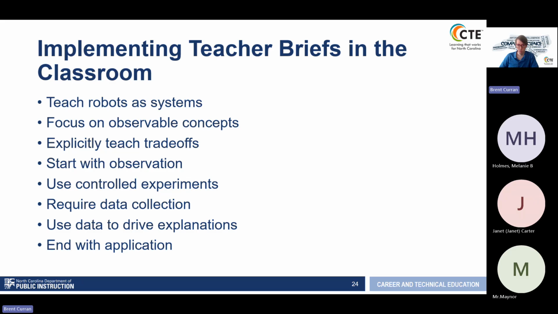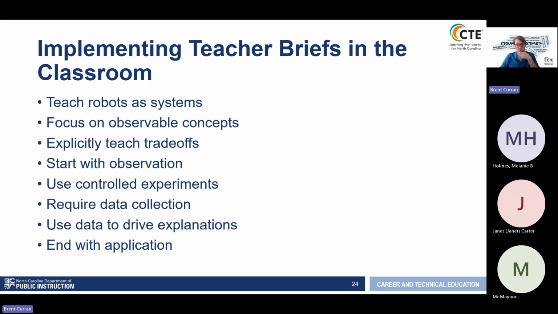Explicitly teach trade-offs. So have students explore and explain. More torque equals what? Less speed, or vice versa. Start with observation. Let students analyze how robots move before introducing the terminology. So you could do some classroom showcase where maybe you build a simple arm and show that to the students and show them, if you increase the speed on that motor, how does that work? And then tie in the terminology.